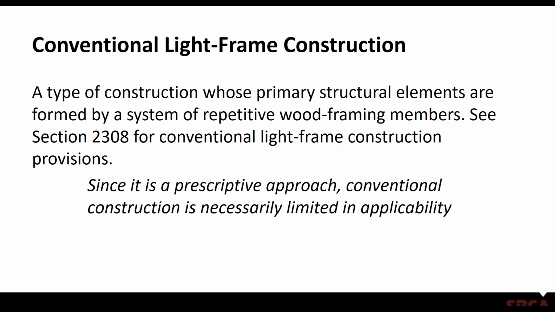As the title of the presentation indicates, I would like to talk a little bit about code-compliant construction for conventionally framed roofs and roof trusses. First thing I'd like to do is give you a definition. This is from the IBC, International Building Code: conventional light frame construction is defined as a type of construction whose primary structural elements are formed by a system of repetitive wood framing members. And then they invite you to see section 2308 for conventional light frame construction provisions.